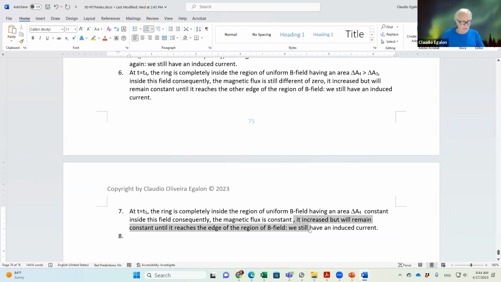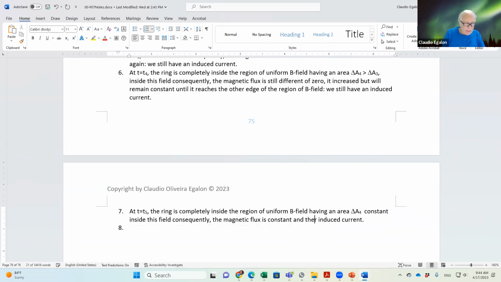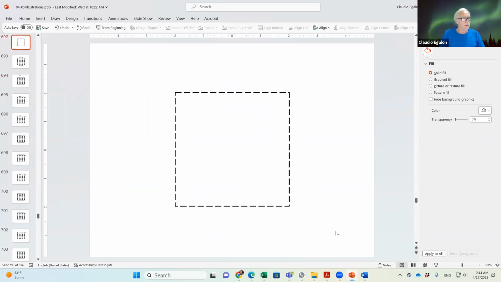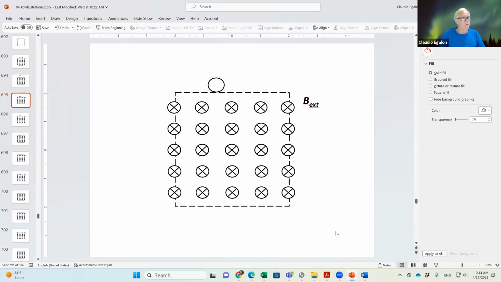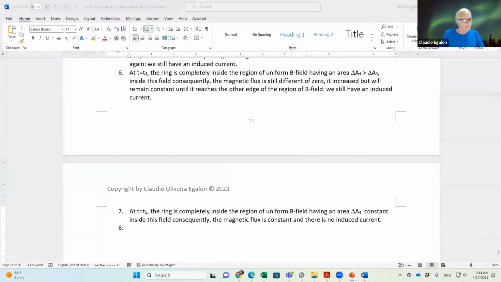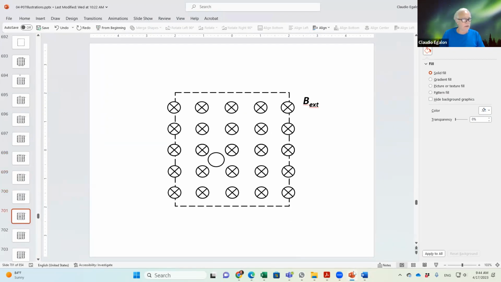And there is no induced current. Okay, T5 starts here, right? So here, T1, T2, T3, T4, right? Definitely T4, T5 is here. T4, T5, okay. And then T6, T7, T8, okay.